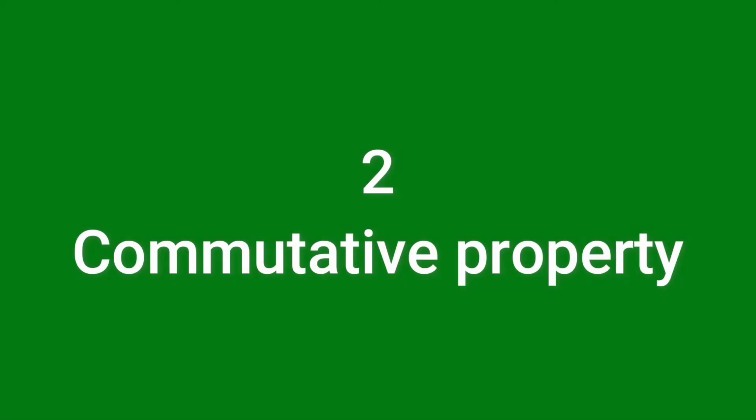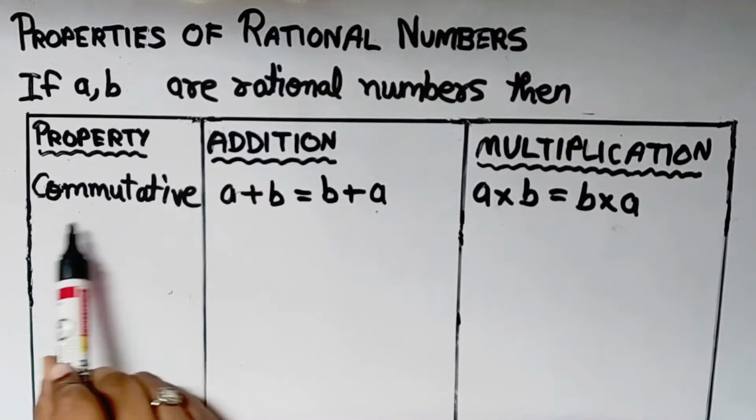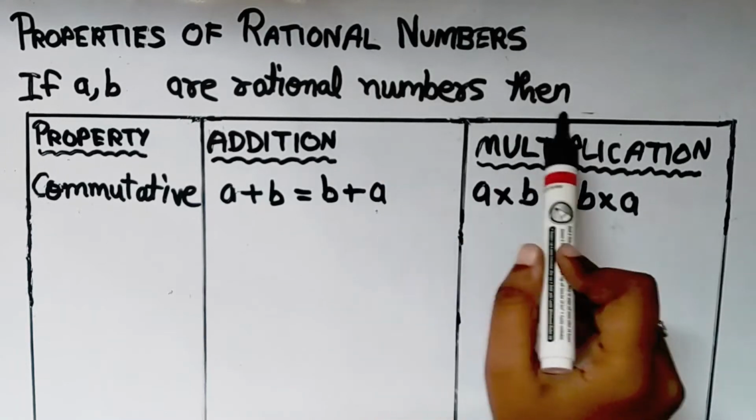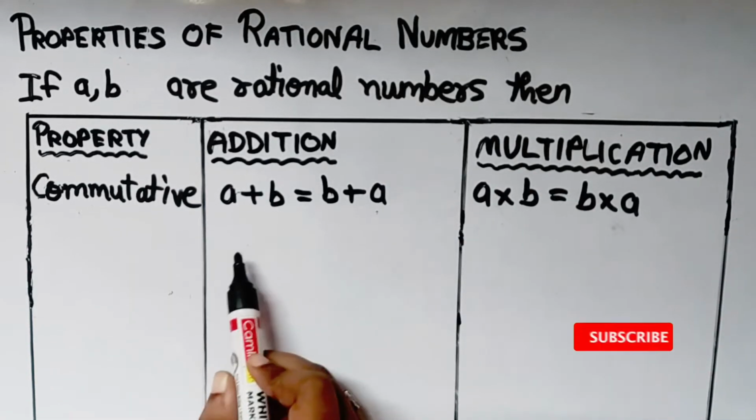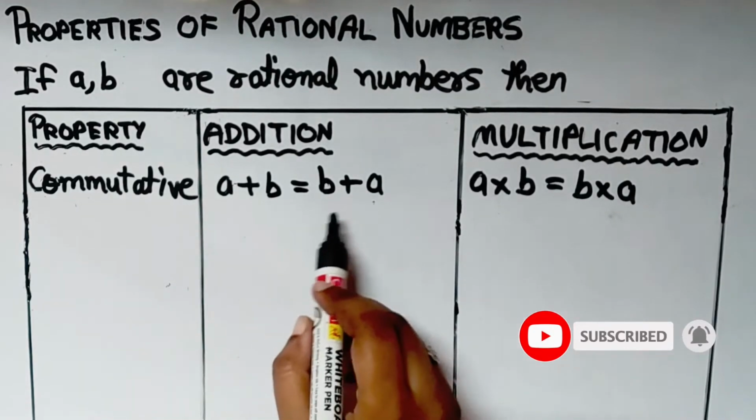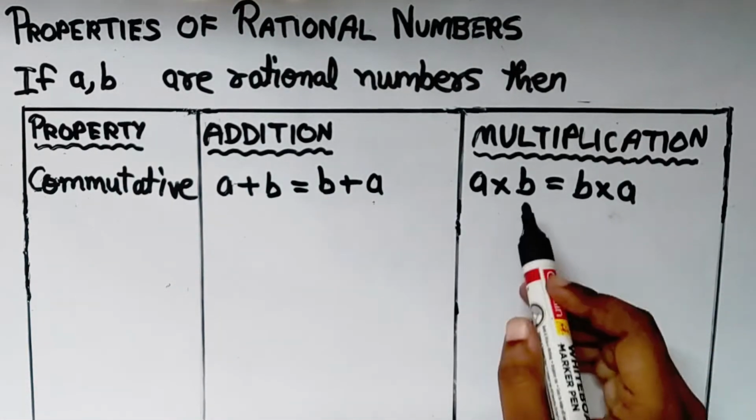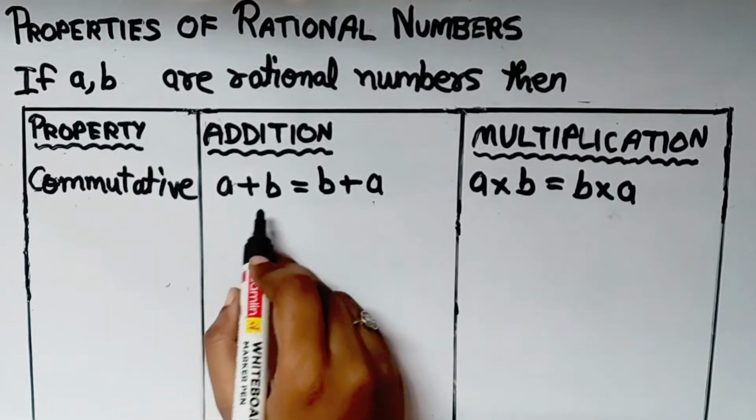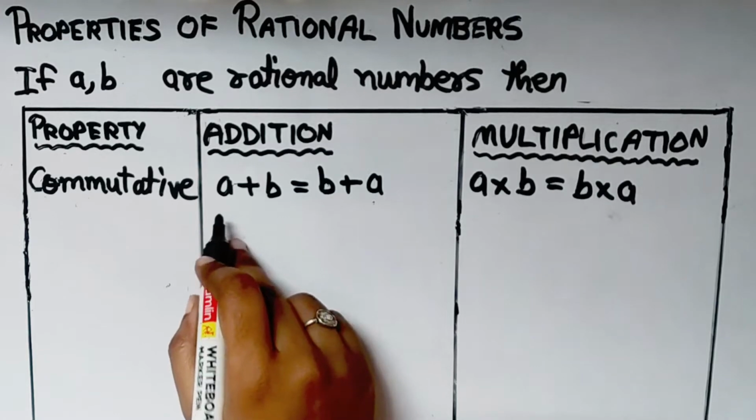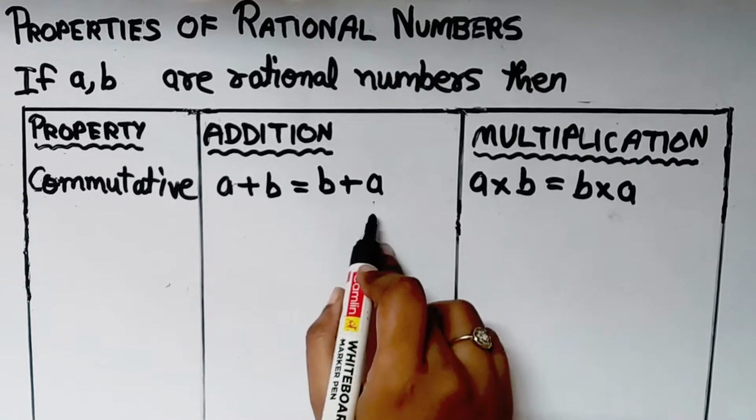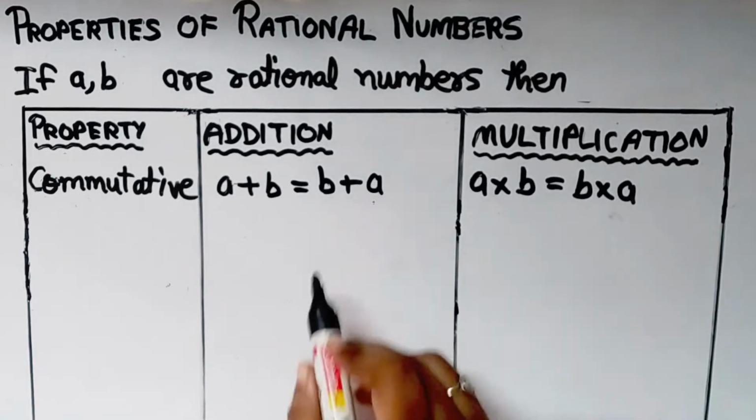The next property is commutative property. If a and b are any rational numbers, then according to the commutative property, a plus b equals b plus a, and for multiplication, a into b equals b into a. Commutative means that if we take a first and then add b, or take b and then add a, the answer we get will be the same.